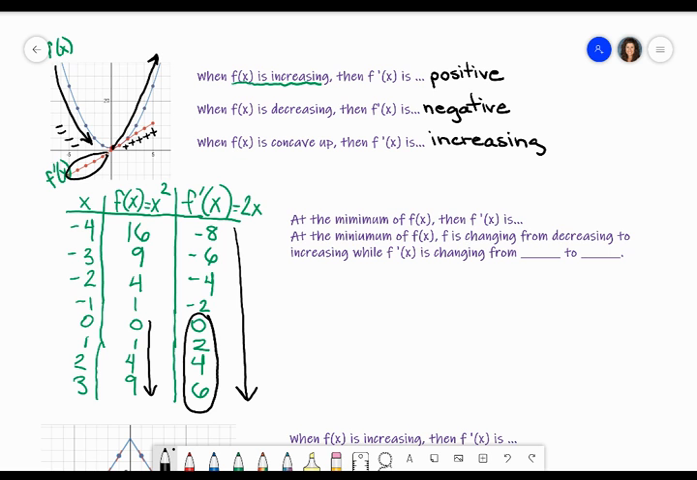Now at the minimum value of f of x, so that would be at 0, 0, at the vertex, we know that at 0, 0, the derivative is 0. So this graph at 0, 0, f is changing from decreasing to increasing. Well, what is the sign of the derivative changing from? It's changing from a negative to a positive. So at the minimum, the derivative equals 0, and f prime changes from negative to positive.